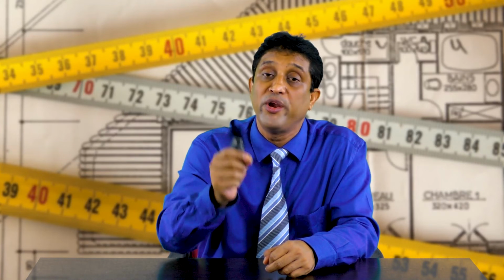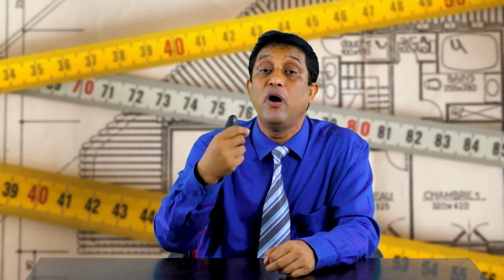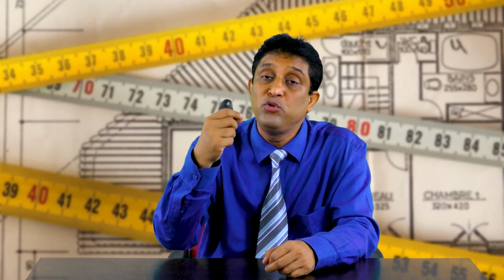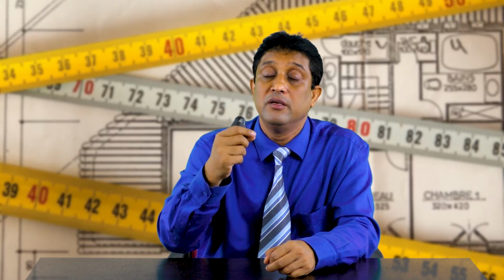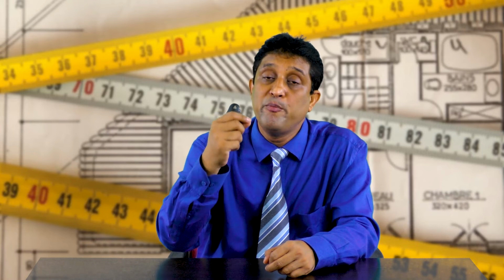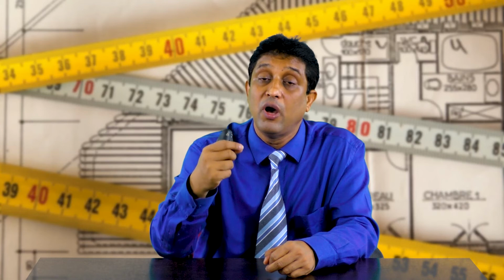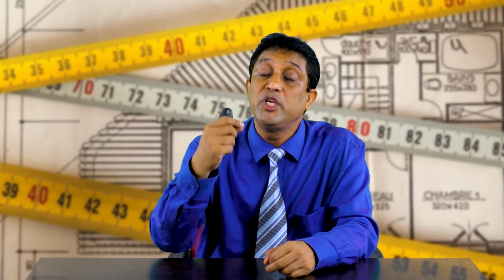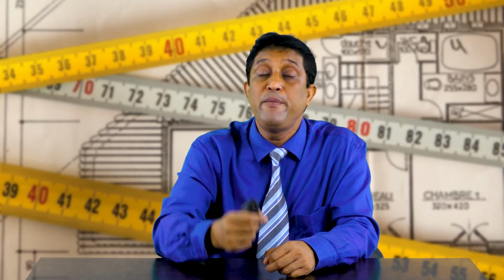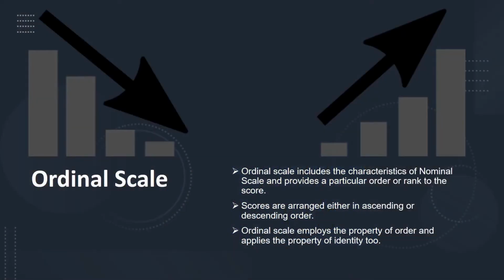The term is ordinal. Ordinal comes from order. So here you have to put a certain order. That means it gives something more meaning to a phenomenon, to an object. Just like the ordinal scale includes the characteristics of a nominal scale and provides a particular order or rank to the score.